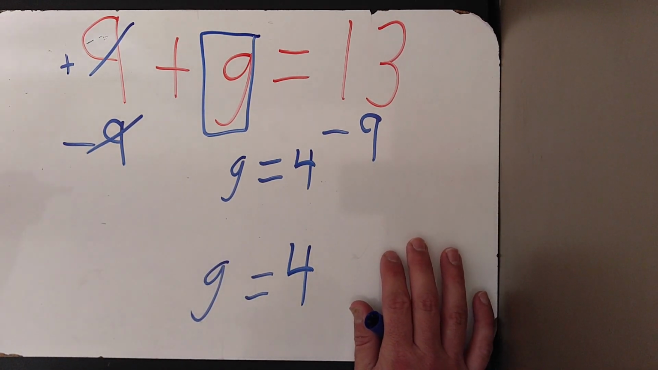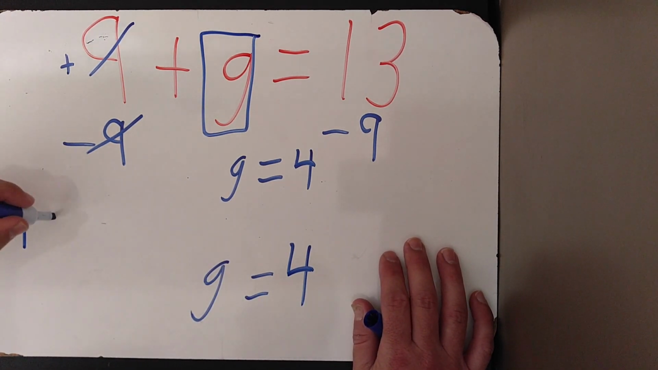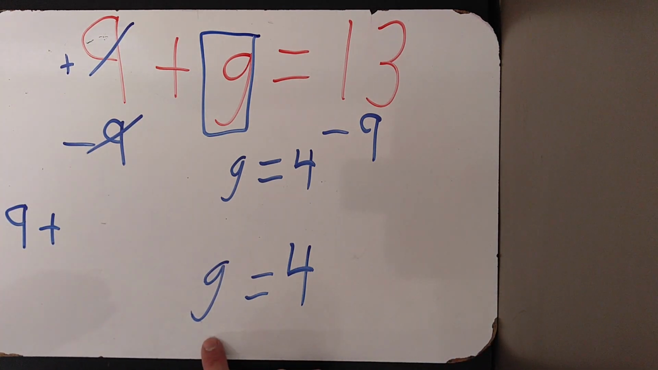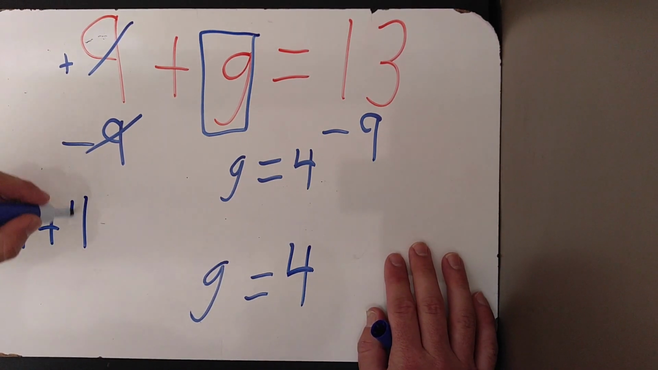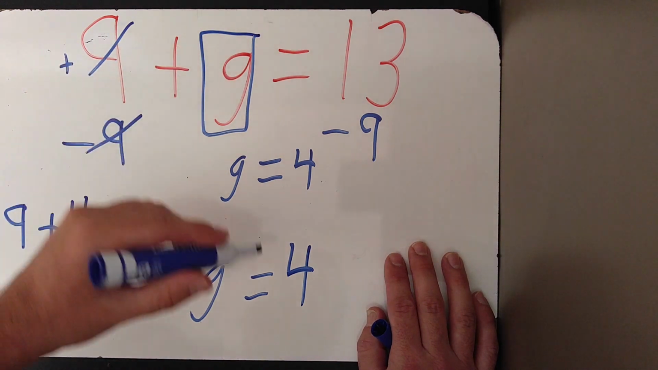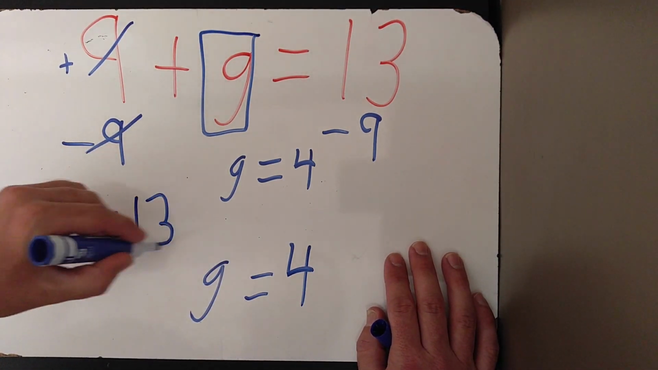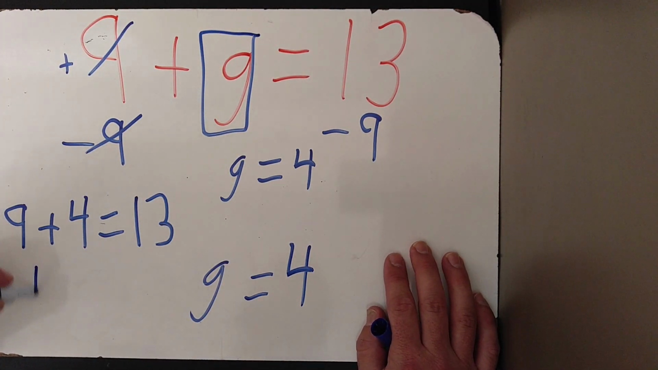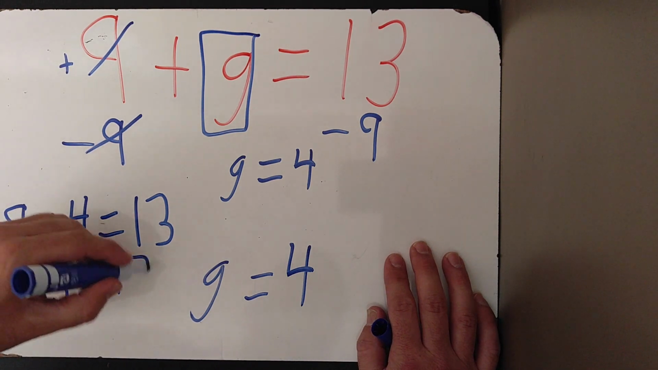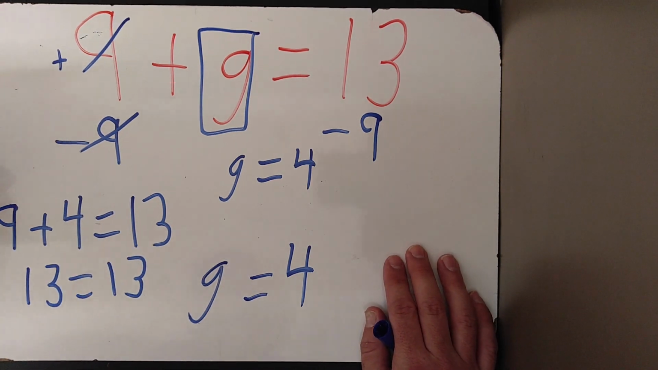And of course you can check your answer. You can do 9 plus, and since g equals 4, instead of the g you place that 4, equals 13. And 9 plus 4 is 13, and 13 equals 13, so you know that is correct.